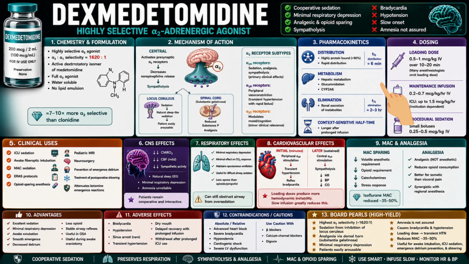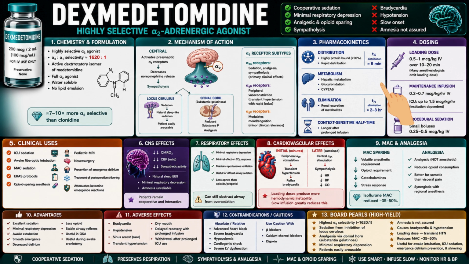Pharmacokinetics. Distribution. Highly protein-bound, greater than 90%, bound to albumin and alpha-1 acid glycoprotein. Rapid distribution. Distribution half-life approximately 6 minutes. This explains the relatively rapid onset of effect after bolus administration, despite the recommendation to give loading doses slowly. Metabolism. Extensive hepatic metabolism. Glucuronidation and CYP2A6-mediated hydroxylation. The resulting methyl and glucuronide conjugates are excreted by the kidneys.